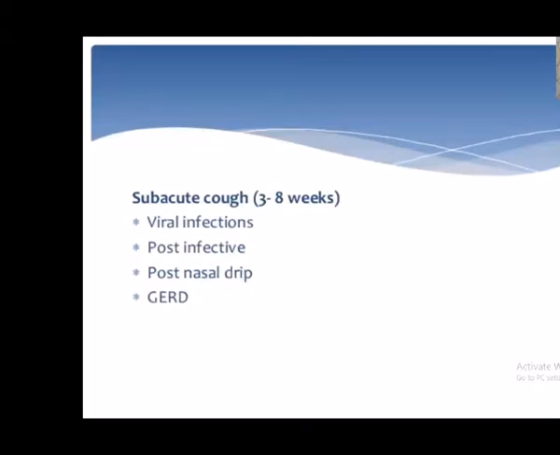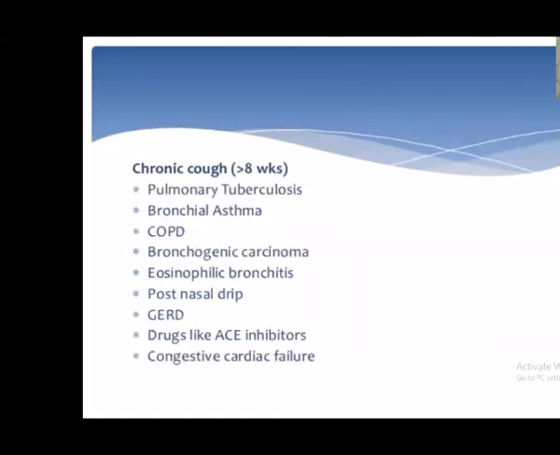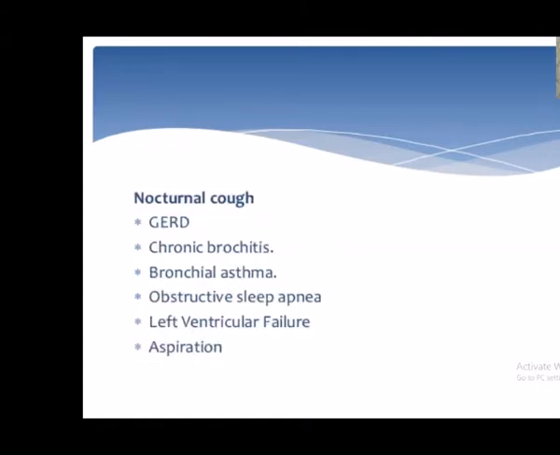And then we have subacute cough, which lasts for more than 3 weeks and less than 8 weeks. Again, it can be viral, post-infective. After the infection is over, the cough may last for a longer period of time, post-nasal drip and gastroesophageal reflux disease. When it is more than 8 weeks, it is called chronic cough, and it can have a lot of causes. I mean, tuberculosis, asthma, COPD, bronchogenic carcinoma, eosinophilic bronchitis, post-nasal drip, GERD, use of drugs like ACE inhibitors, and congestive cardiac failure.